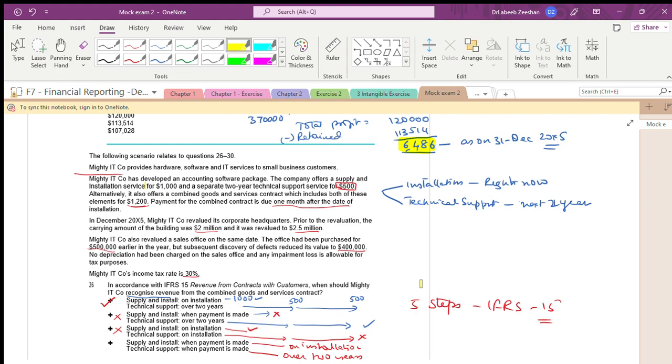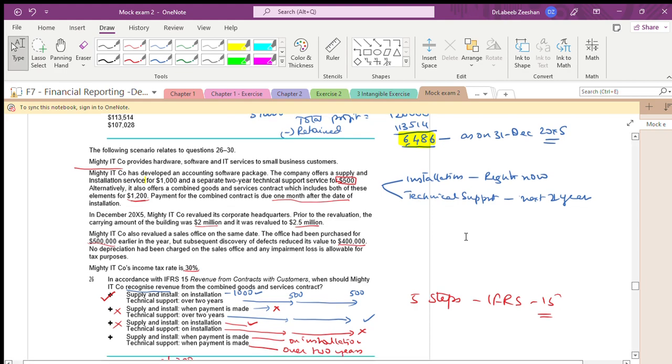Mighty also revalued a sales office. The office has been purchased for 500, but subsequently on revaluation it was revalued at 400. No depreciation charge on the sales office, and any impairment loss is for tax purpose. What is the tax purpose? Tax purpose is this one. Fine.